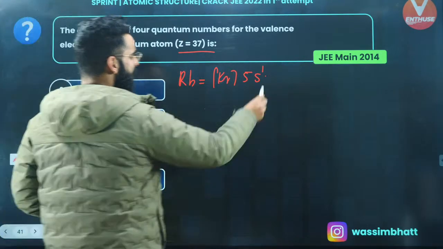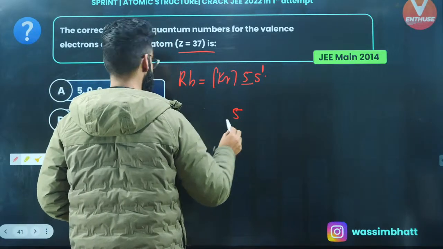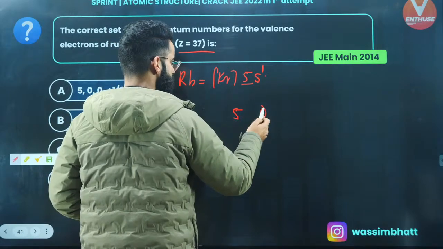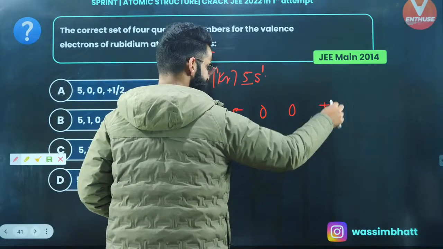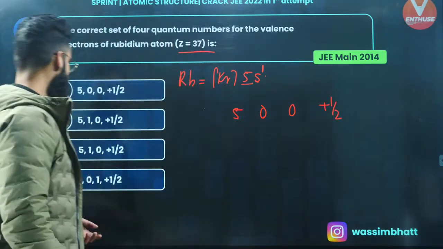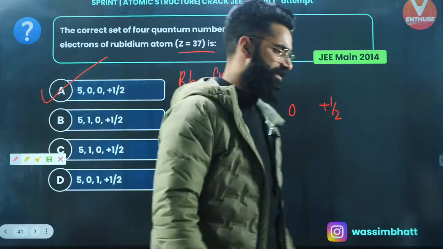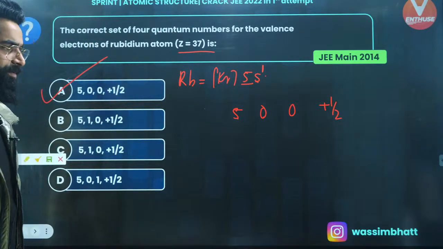Okay, so for the outermost electron of rubidium, you need to find its quantum numbers. n value is 5, right? Electron is present in s subshell, so l value is 0. If l is 0, m is equal to 0, right? And then it's going to be either plus 1 by 2 or minus 1 by 2. So which option satisfied it? 5, 0, 0, plus 1 by 2. It's option C, which is the correct answer of this particular question as well. Yeah? Right, people?